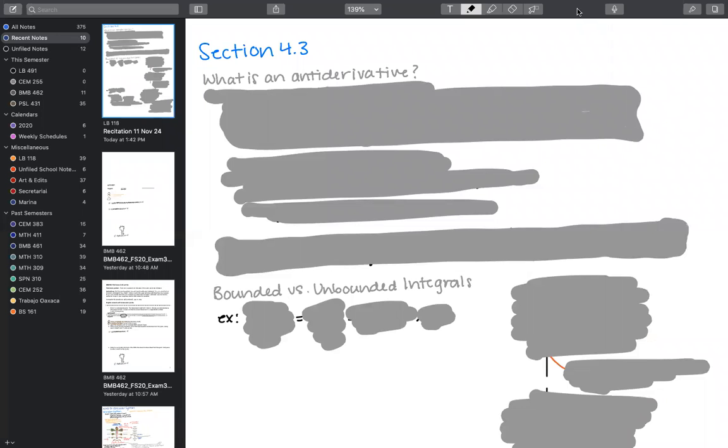All right. So the examples that we'll be going over today will primarily be from section 4.3. And to start, we'll talk about what an antiderivative is. So in order to do that, we're going to have to talk about the Fundamental Theorem of Calculus.